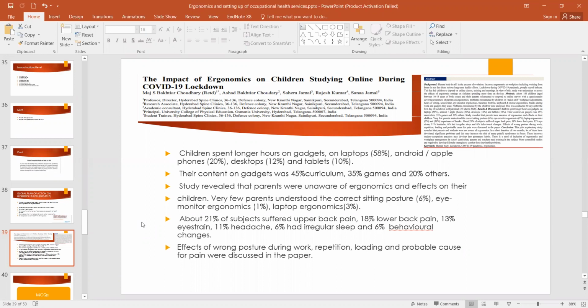The study revealed that parents were unaware of ergonomics and its effect on their children. Very few parents understood the correct sitting posture during gadget use, eye monitor ergonomics, and laptop ergonomics. About 21% of subjects suffered from upper back pain, 18% lower back pain, 13% eye strain, 11% headache, 6% had irregular sleep, and 6% suffered from behavioral changes. Effects of wrong posture during work, repetition, loading, and probable causes for pain were discussed in this article.